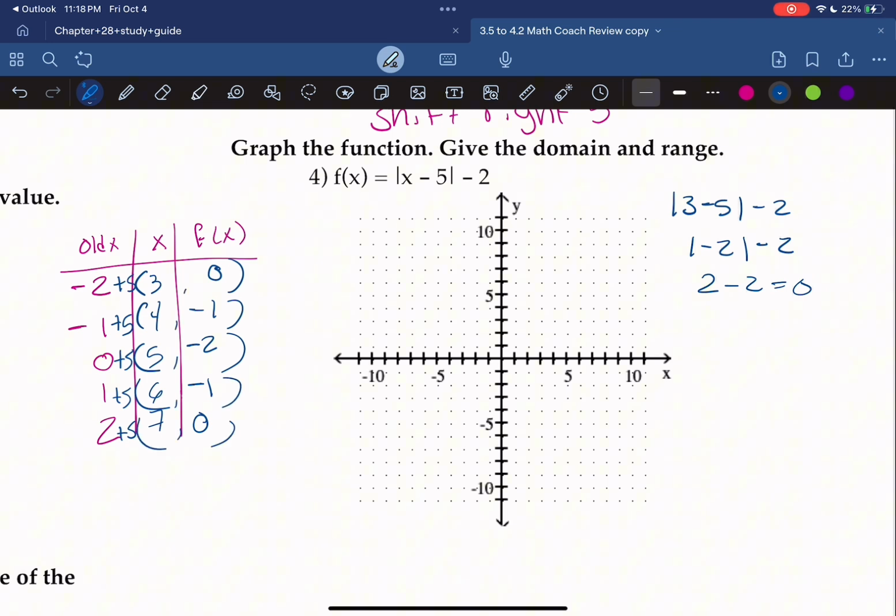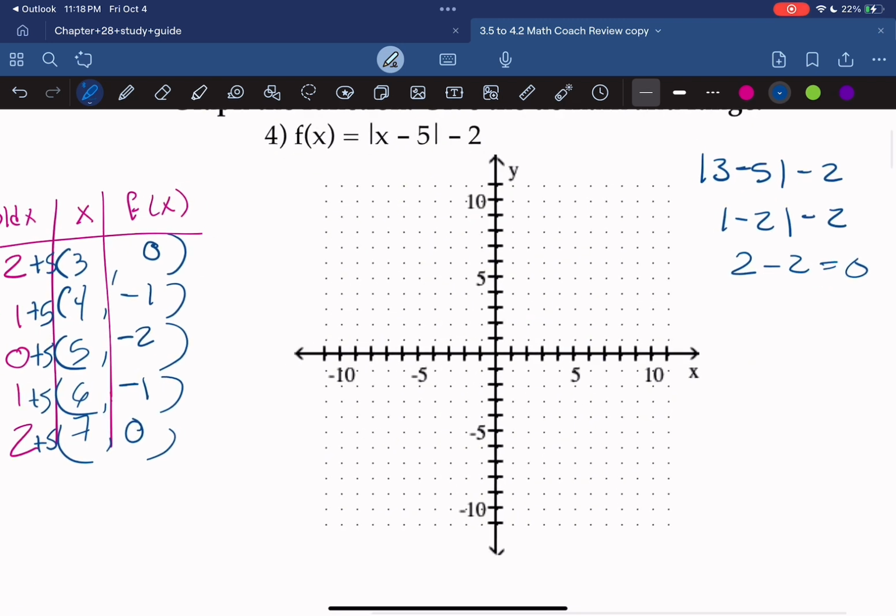And now let's graph them. So 3, 0, 4, -1, 5, -2, 6, -1, 7, 0. And then we can do this.